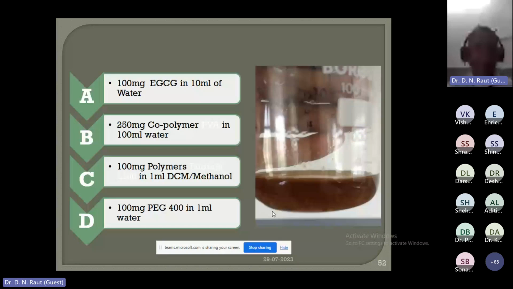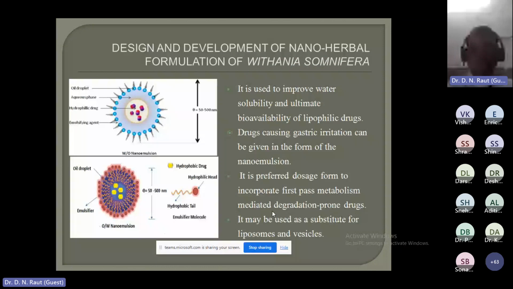So this is the formulation that we have prepared using a copolymer as well as polymer and some modified polymers. This is another type of nano formulation, that is nano emulsions, that we have tried with Withania somnifera extract. Actually, this was a little bit crude work that we carried out, but we could achieve the nano emulsions in very good form, and we have incorporated this Withania somnifera.